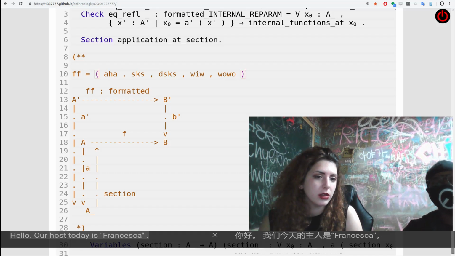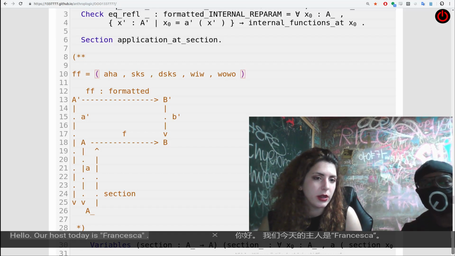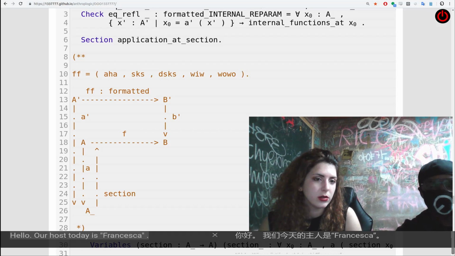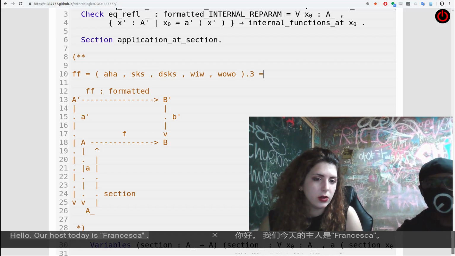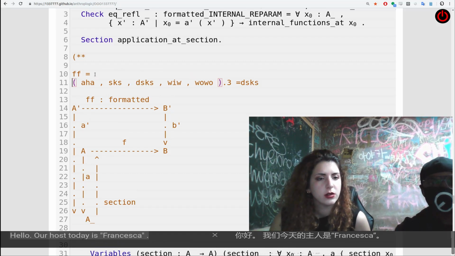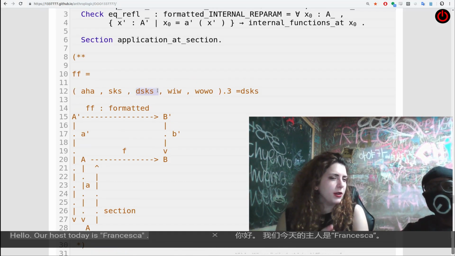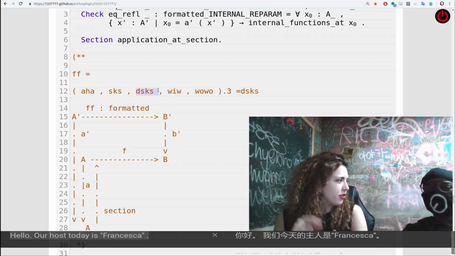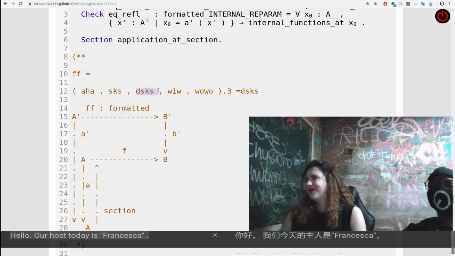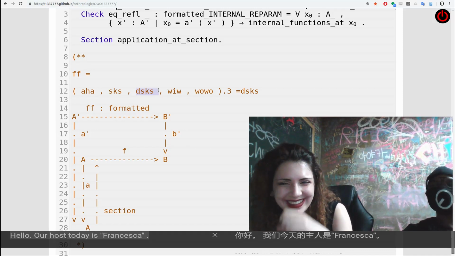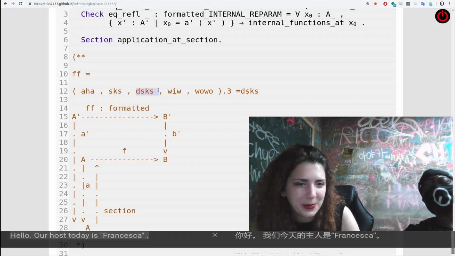And sometimes you want to take one component, like maybe the third one. If you take the third one, it will be DSCS. So maybe you want to take a section. So I need to put more functions together to take the intersection of that function. No, here we are discussing something different, which is not really important.